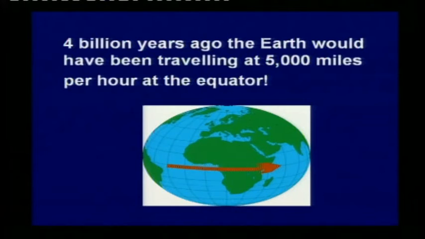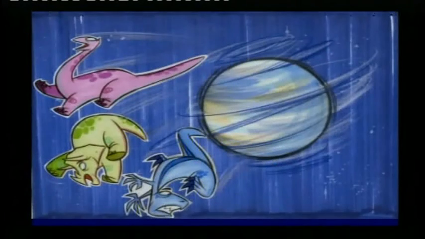However, big however, 4 billion years ago, the Earth would have been travelling at 5,000 miles an hour at the equator. So even if you survived the tsunamis twice a day, you'd have a major problem because the centrifugal force would cause all the dinosaurs and everything else to be thrown off the Earth by the Earth spinning at 5,000 miles an hour.